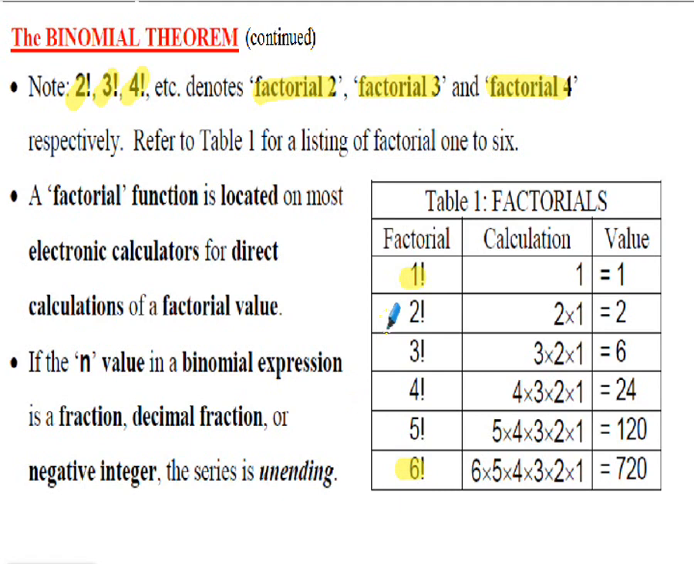Factorial 1 is equal to 1, factorial 2 is 2 times 1, so it's equal to 2, factorial 3 is 3 times 2 times 1, so it's equal to 6, factorial 4 is 4 times 3 times 2 times 1, so equal to 24, factorial 5, 5 times 4 times 3 times 2 times 1 equals 120, and so it goes on. On your calculator you will actually find a factorial key. It's often n exclamation mark, and the n is the number of the factorial. So if you want 4 factorial, you'll put 4 and then press the n factorial key, and it will give you 24.